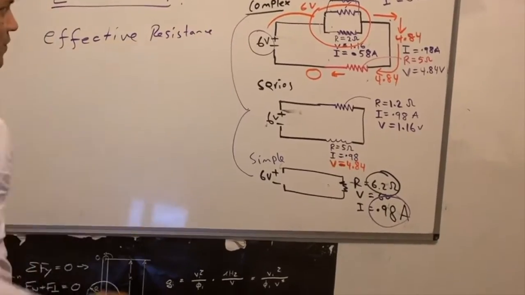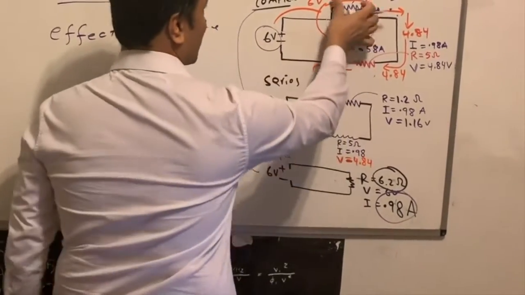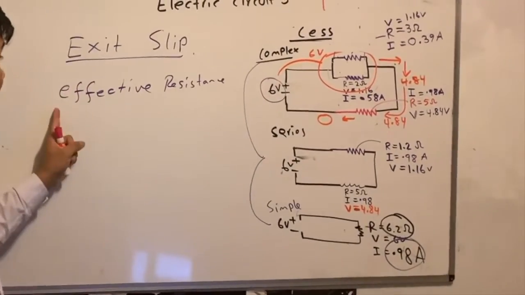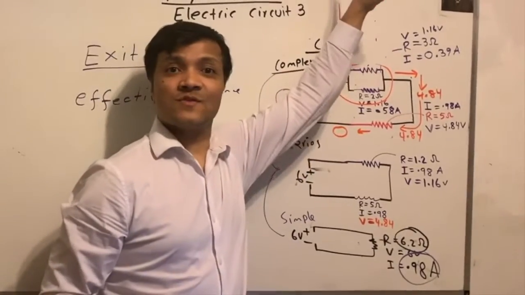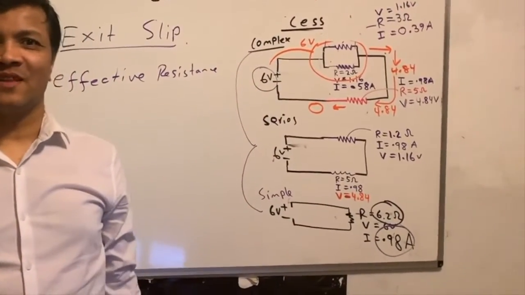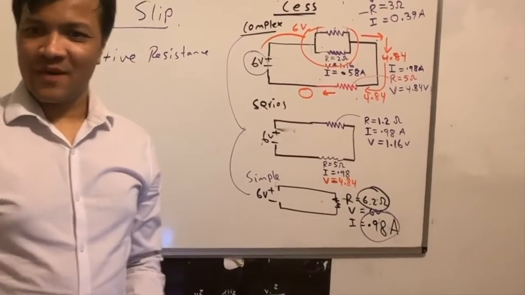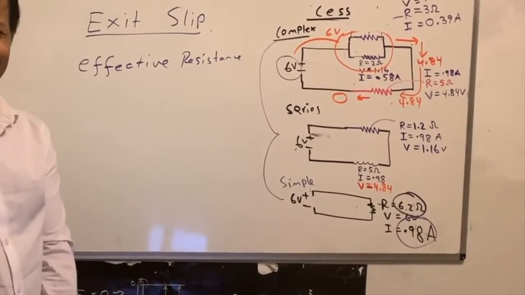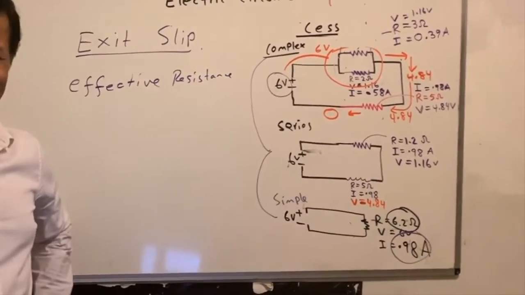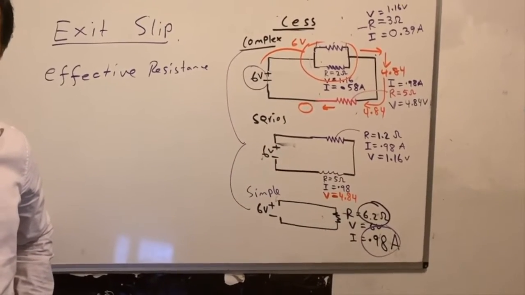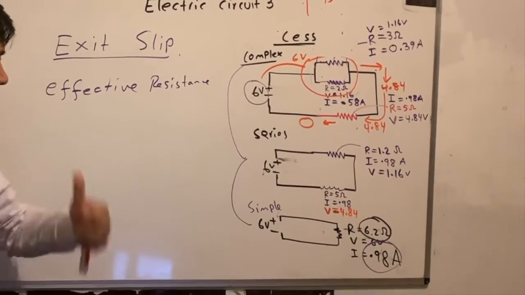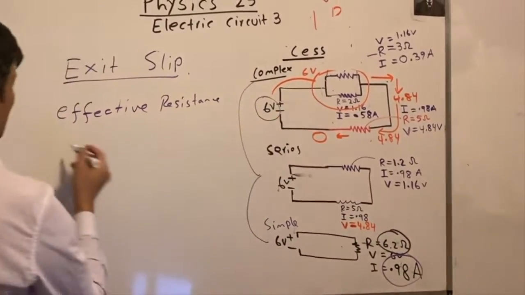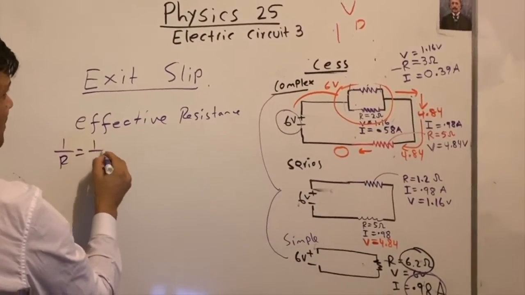Remind you, with only 2, what is the effective resistance? 1.2. Okay. With millions, you don't need infinite. What would be the effective resistance? Wait, let's see. It's a math problem. So we can write it out, right? Yeah, you can write it out. Let's write this one first. 1 over R is equal to 1 over 3 plus 1 over 2.